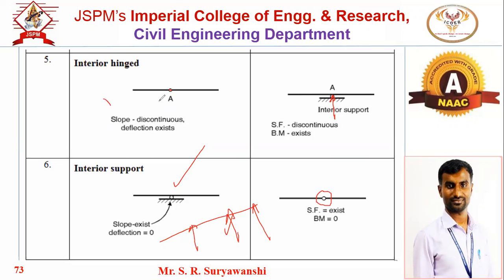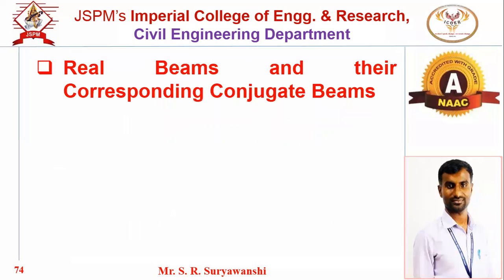But in the exam there are very less chances that they will ask from this. What they will ask? They will mention in case of real beam, the support is internal hinge. Then the corresponding conjugate beam will have which support? In that case, interior support or intermediate supports. This is about how to assign the supports, how supports are changing. That is the point. Now we will see the examples of how beams will change.